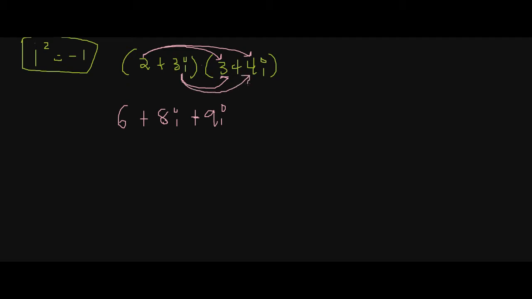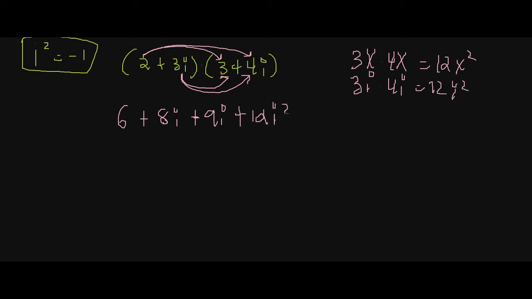Now we have to be careful here, because pretend that this was 3x times 4x. Well, this would be 12 times x squared. But instead of an x, we have an i. 3i times 4i is going to be 12i squared. So we're going to get plus 12i squared. Down below, we're going to get 6 plus, well, 8 plus 9 gives me 17i, and then we have plus 12i squared.